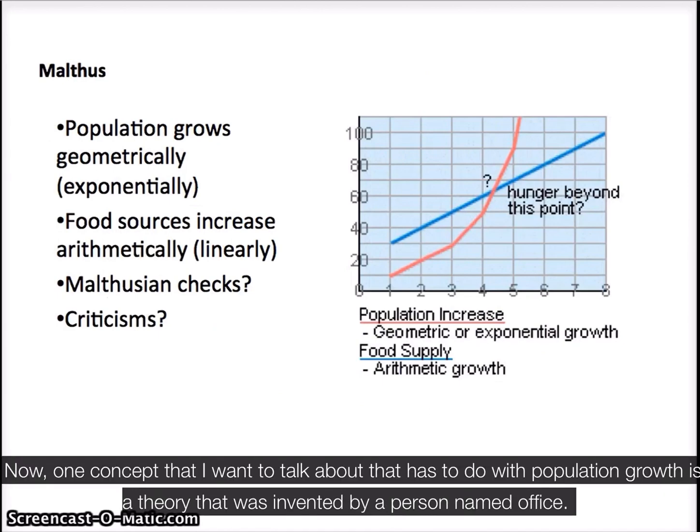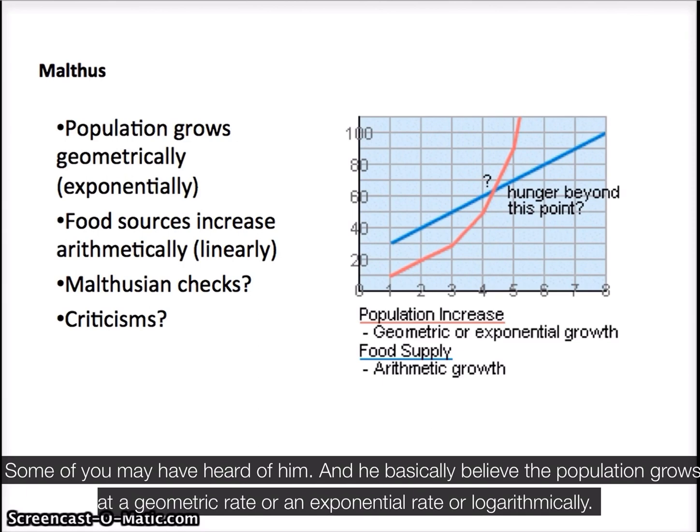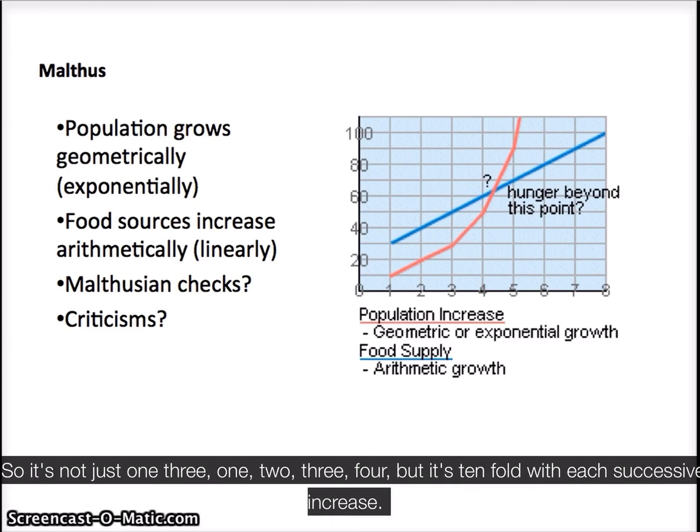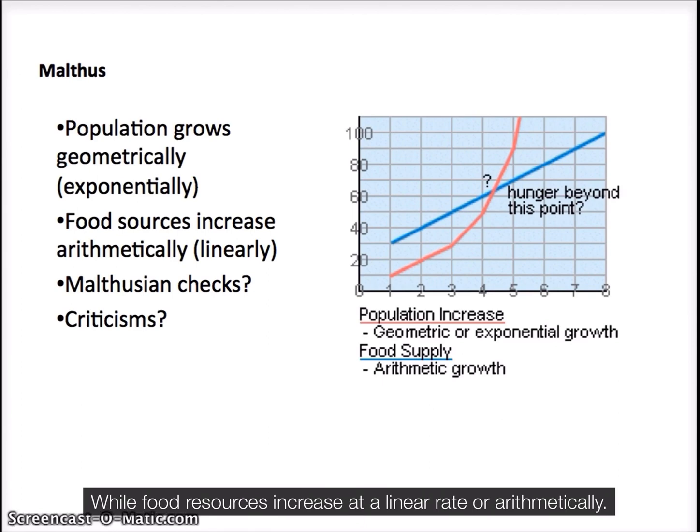Now, one concept that I want to talk about that has to do with population growth is a theory that was invented by a person named Malthus. Some of you may have heard of him. And he basically believed that population grows at a geometric rate, or an exponential rate. So it's not just 1, 2, 3, 4, but it's tenfold with each successive increase, while food resources increase at a linear rate, or arithmetically.